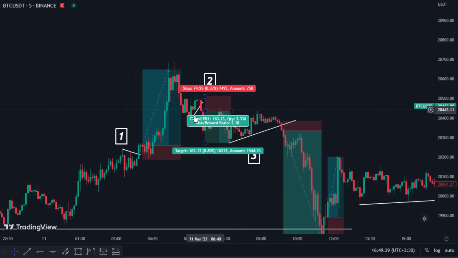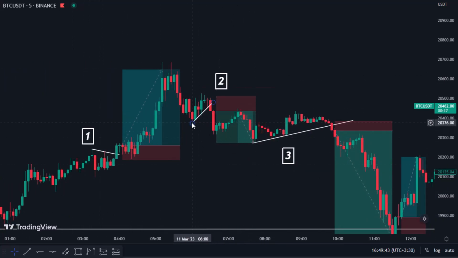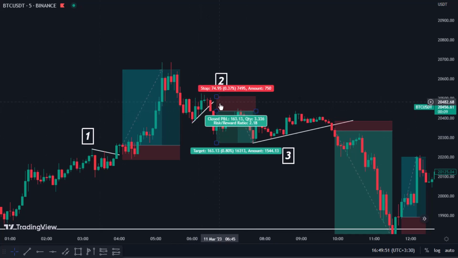Okay, on the second position we do have this trend line. Let me just zoom in a bit. You can see with 3 touches we have this trend line. On the fourth time it is broken here, we could enter a sell position, put our stop loss above the candle, and it gave us something around 2 here.